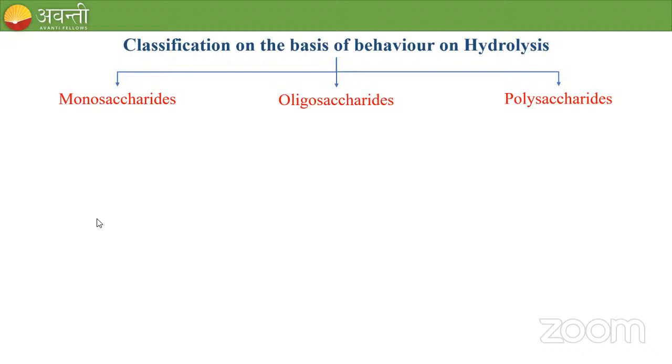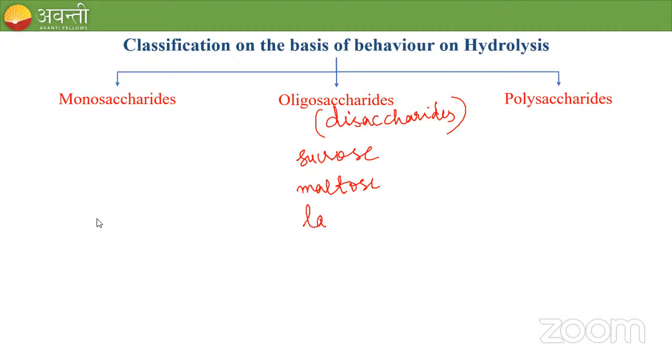In oligosaccharides, we mainly discussed the disaccharide part in yesterday's session. So which three disaccharides did we discuss? Can anyone tell me? The first one is sucrose. The second one is maltose. And the third disaccharide that we discussed is lactose.